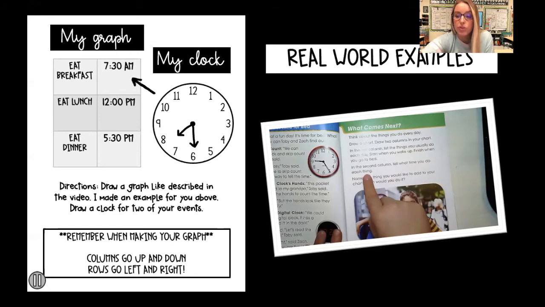So if it tells you to do 2 columns, it's going to be just like this, up and down, 2 that go up and down. So go ahead and pause, work on this. When you are finished, come back to our video.